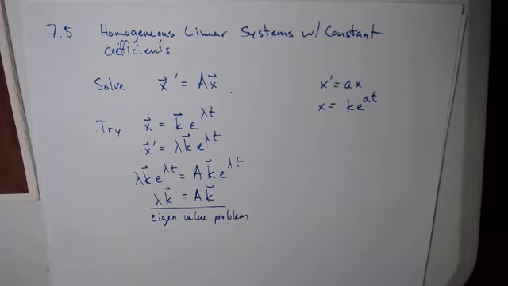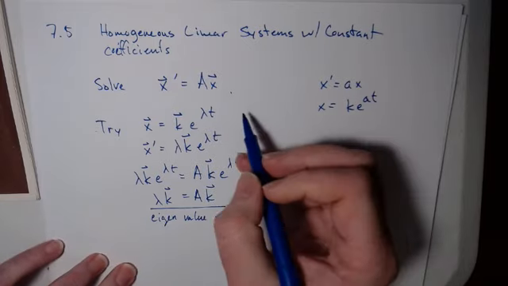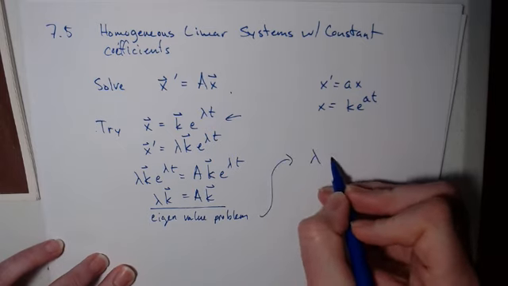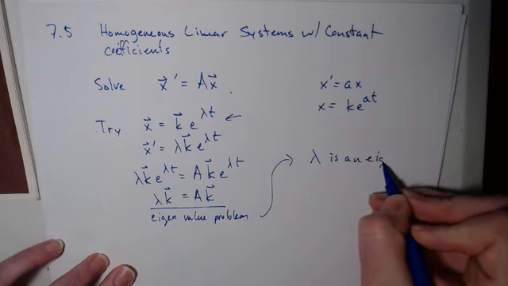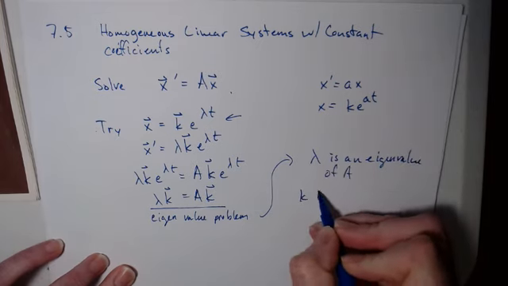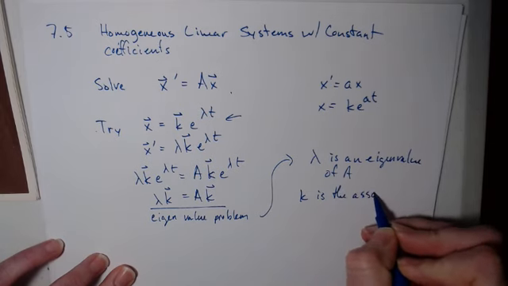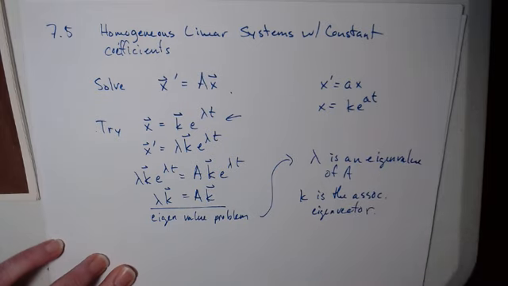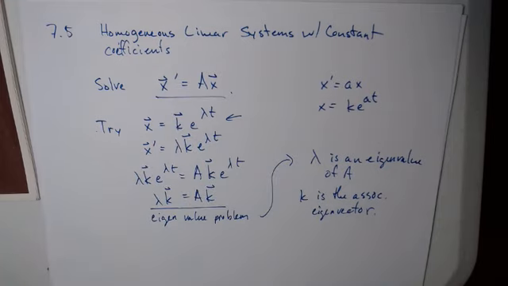This is another reason why we called that the characteristic equation, the equation to find the eigenvalues, is because the lambdas that will work up here, so this will work for where lambda is an eigenvalue of A, and k is the associated eigenvector. So that will give us a solution to x prime equals A x.